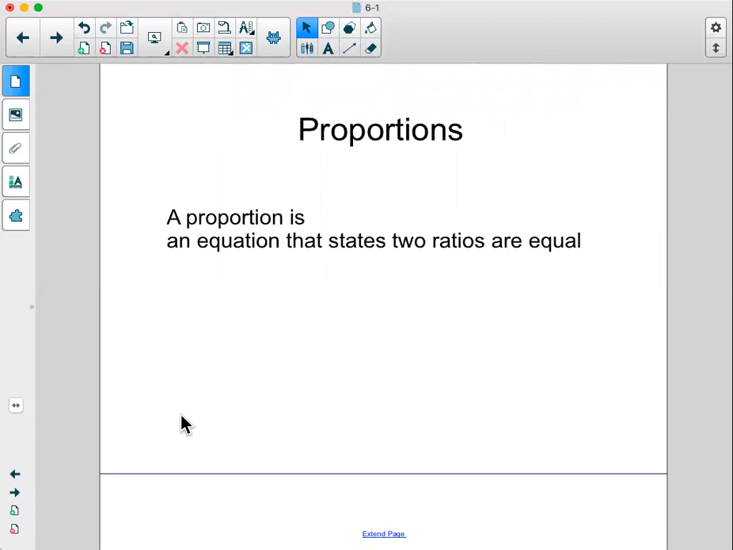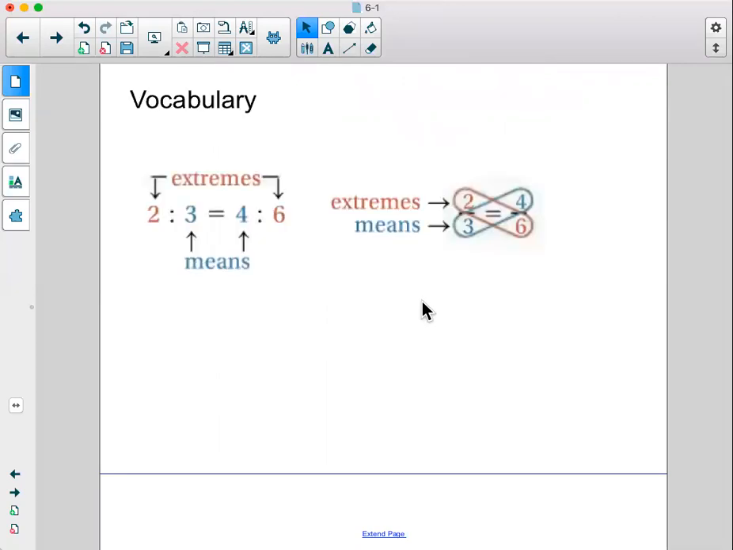Okay, the next thing I want to review are proportions. A proportion is an equation that states two ratios are equal to each other. Before I go on to talk about the properties of proportions, I have to remind you of some vocabulary. When you have a proportion, this ratio equals this ratio, extremes and means are two important words. The extremes are on the far outsides and the means are in the middle. If you're writing it as fractions, the extremes are on the tippity top of the first and the bottom of the second, the highest point and the lowest point. And the ones in the middle are the means.